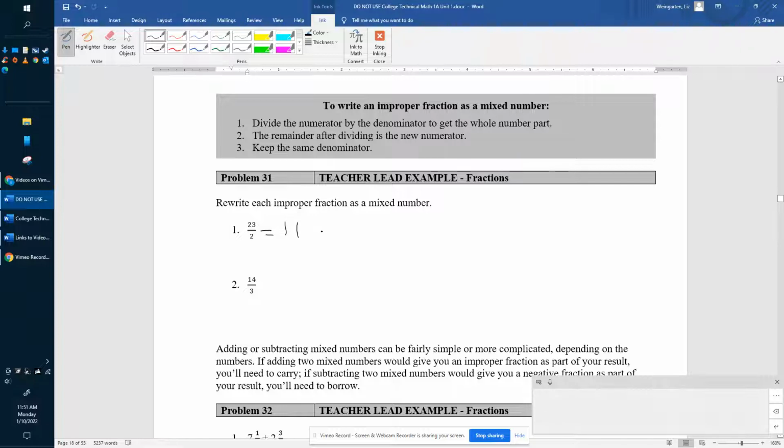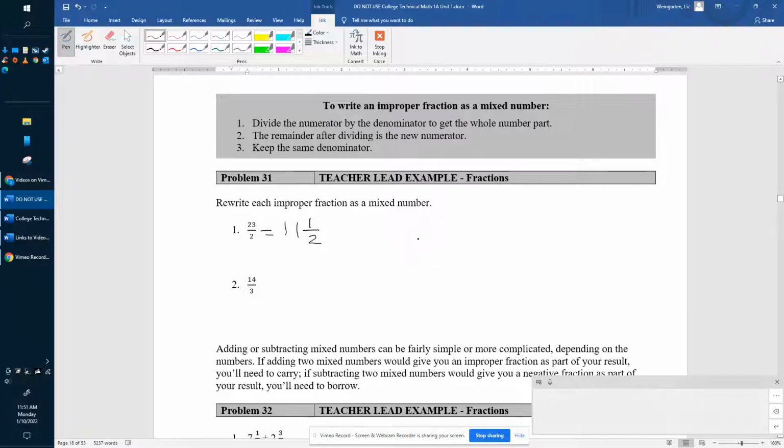Now in my calculator, I'm going to subtract 11 to get rid of that whole number. What I get left is 0.5. I'm going to take that 0.5 and multiply it by 2, our denominator, and that's our remainder. Our remainder is 1, and we put that over our denominator.